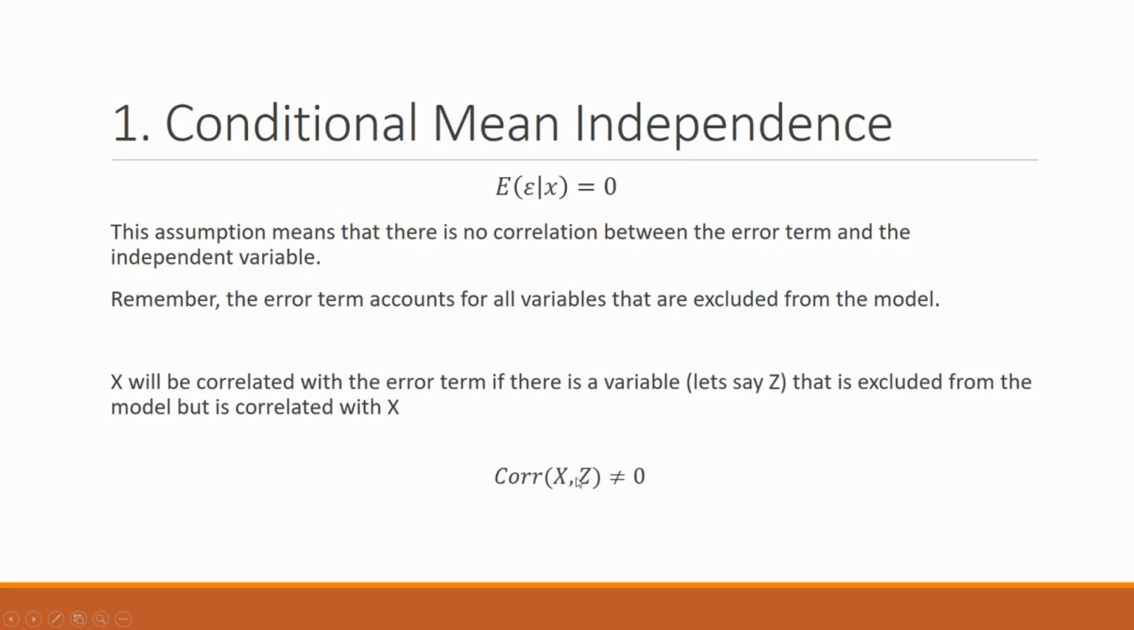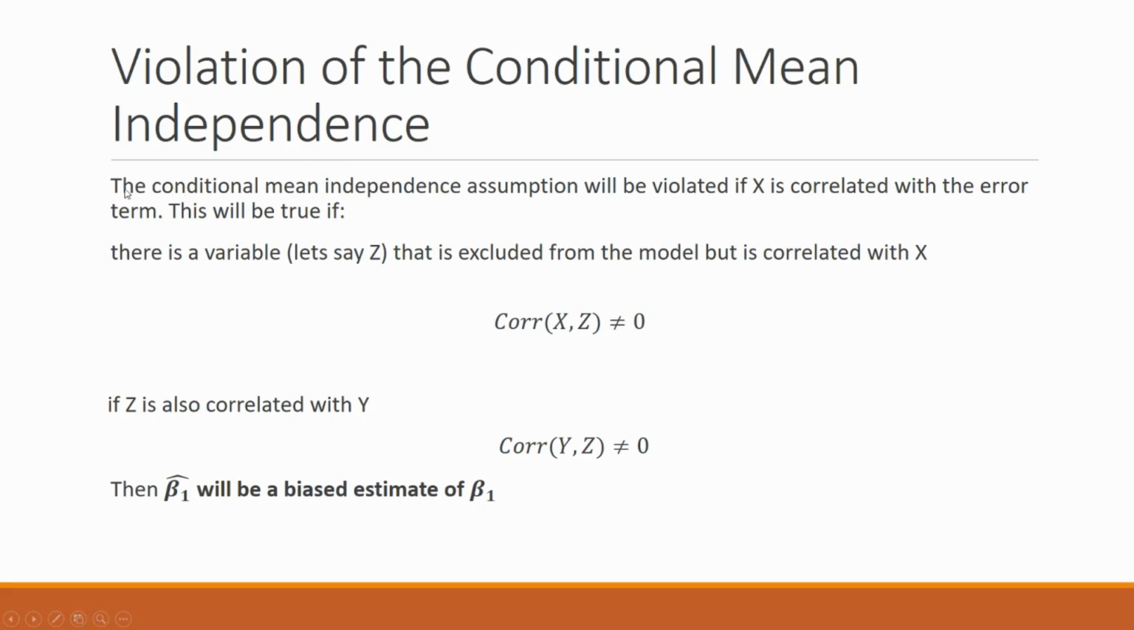So this assumption is saying that the independent variable is not correlated with the error term. This assumption will not hold if there is some variable that is excluded from the model but is correlated with x. Here's the condition: if there's correlation between x and z, meaning it does not equal 0, and z is absent from the model, then this assumption will not hold. Now what happens if it doesn't hold? The conditional mean independence assumption will be violated if x is correlated with the error term, and this will be true if there's a variable z that is excluded from the model but is correlated with x.